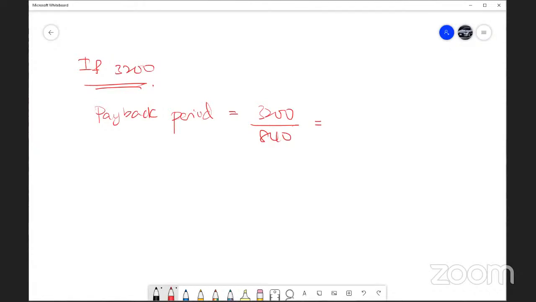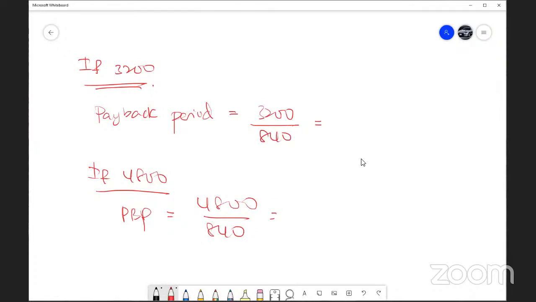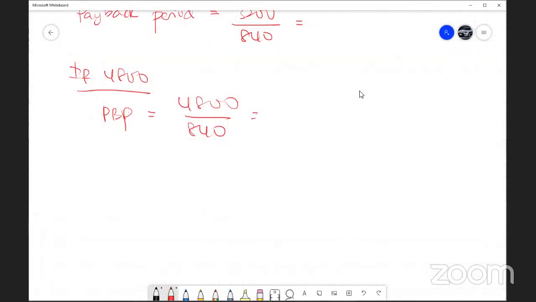If it's 4,800, again, the payback period is 4,800 divided by 840 per year. Each year you get back 840, so see how many years that takes. And lastly, you repeat it for 7,300. $7,300 divided by 840.